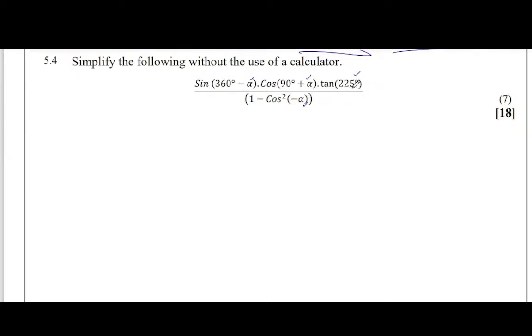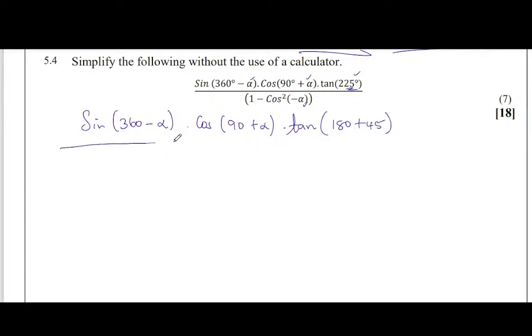I'm just gonna expand this. So that is a sine of 360 minus alpha times the cos of 90 plus alpha. And then I know that 225 is in quadrant number 3, which is 180 plus 45. And then I'm dividing this. I know that it's going to be 1 minus the cos squared of negative. Oh, it's okay, I can put this in brackets. Then let me reduce in the next step.